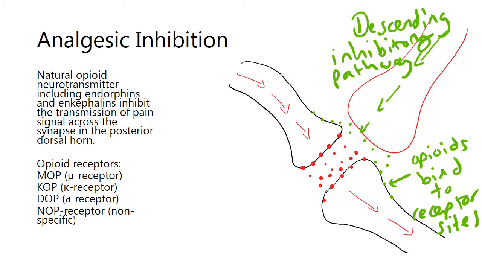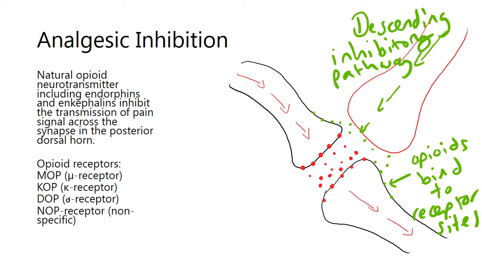With regard to the COP or kappa receptor, these are much less widespread throughout the central nervous system. There are some drugs that can stimulate the kappa receptors. Pentazocine, for example, is a partial kappa receptor agonist. And in comparison to the mu receptors, we see less respiratory depression, although it also produces less of an analgesic effect as well. The next one on the list is the DOP or delta receptor.